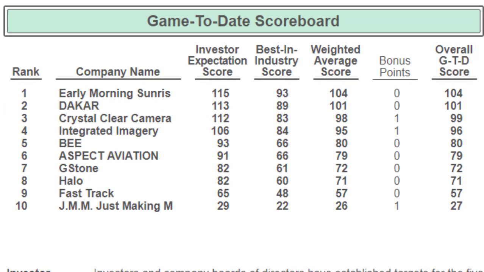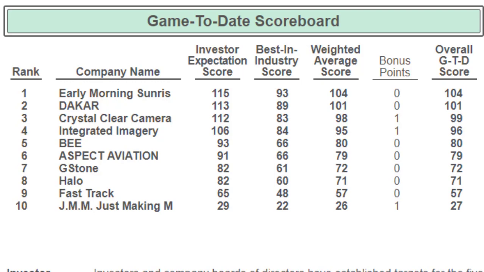So the game to date for practice year 7. The practice rounds technically, Team E won practice rounds at an overall score of 104. Team D came in second at 101, C at 99, I at 96. Then again, a tremendous increase for I, B at 80, A at 79, so on and so forth.